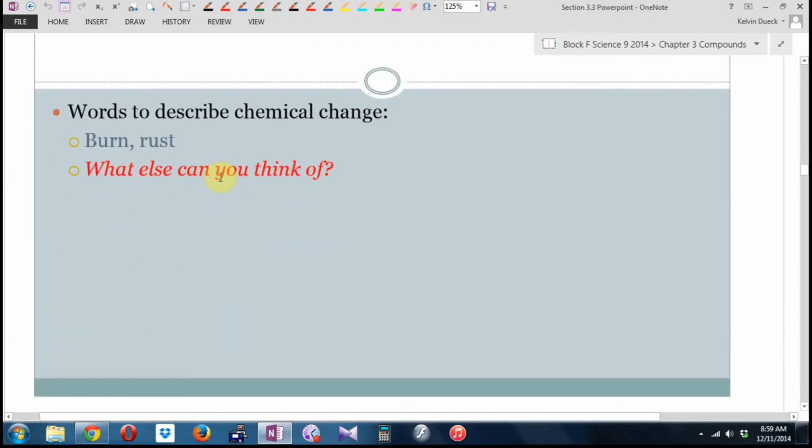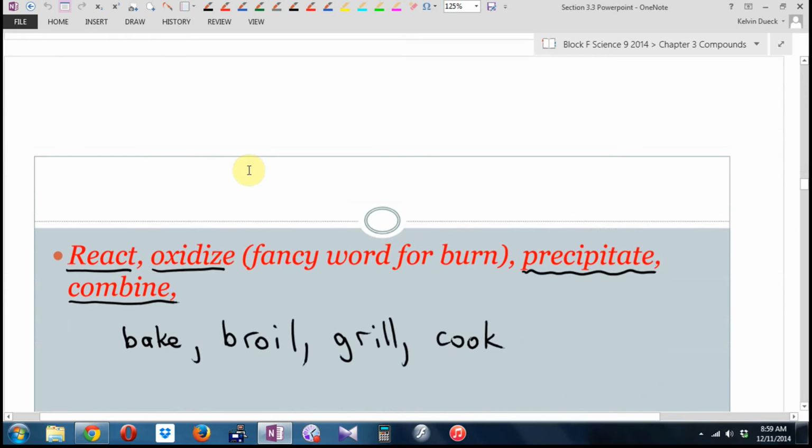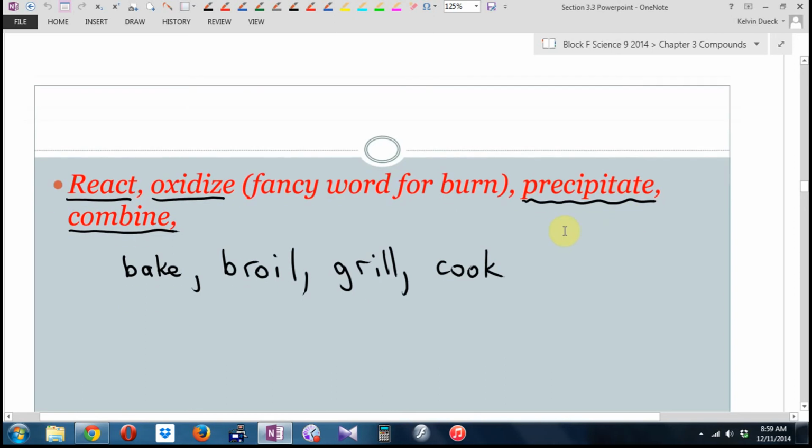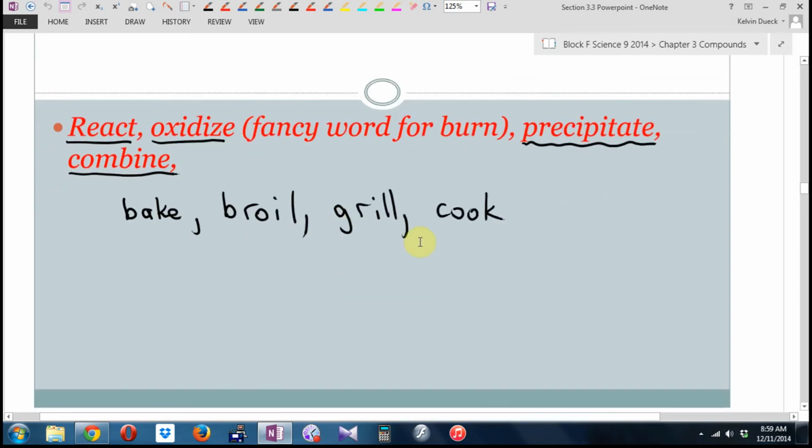Burning. Anytime you're burning something, whether it's with a fire or like in a flare gun or fireworks, those are all chemical changes. So even if there's not flame, like a firework, when it shoots out the glowing thing, that's still burning. What else? Other words: react, oxidize, which is a fancy word for burn, precipitate. I haven't explained that word yet. I will. Combine, bake, broil, grill, cook. A lot of the reason that raw food often is bad for us, can poison us, but when you cook it, mix it together, you're getting new chemicals combined and something new is produced.